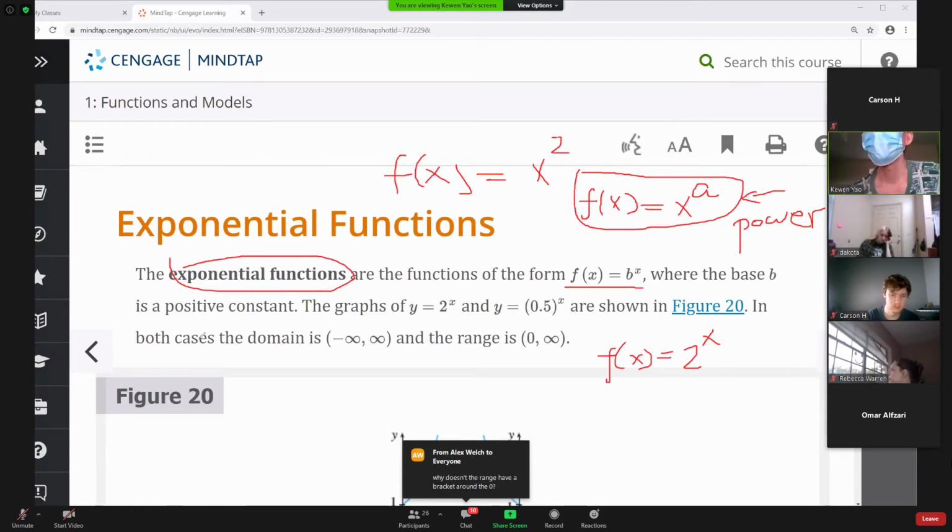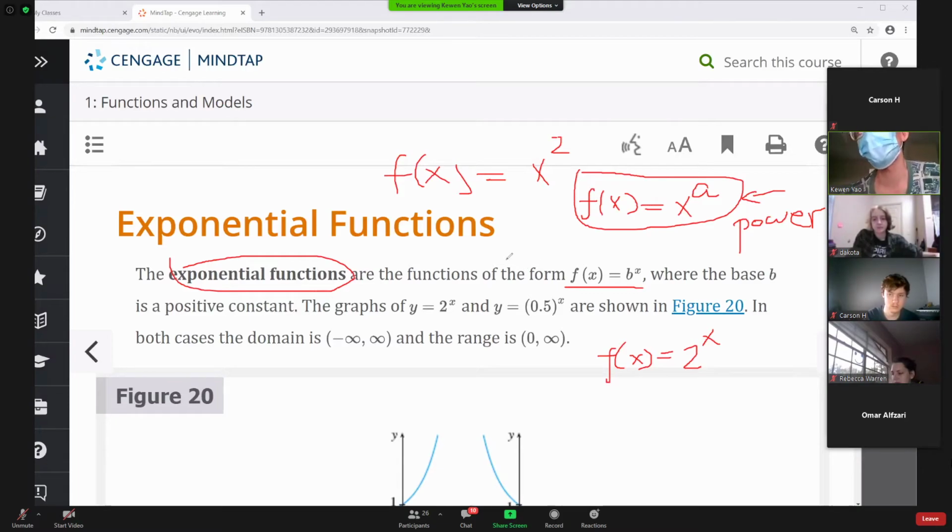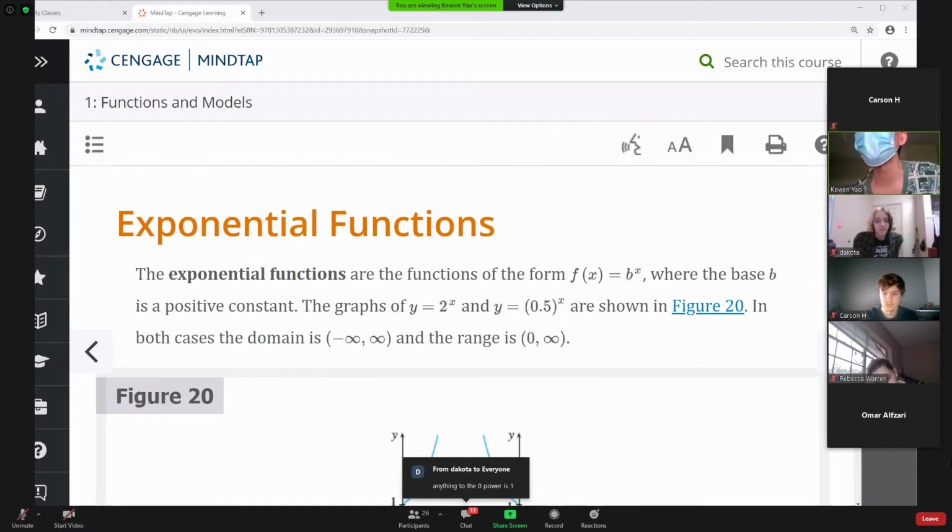Here, the base b is a positive constant. We don't use b equal to 0 or b negative. The base b is always positive. So that's the definition of the exponential function. You have to remember how to define it.